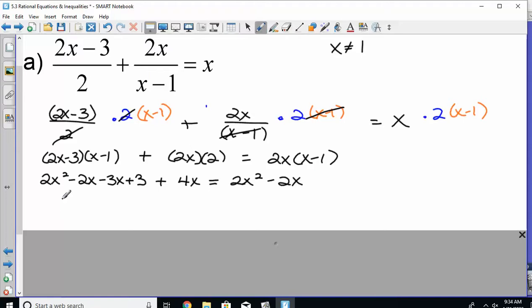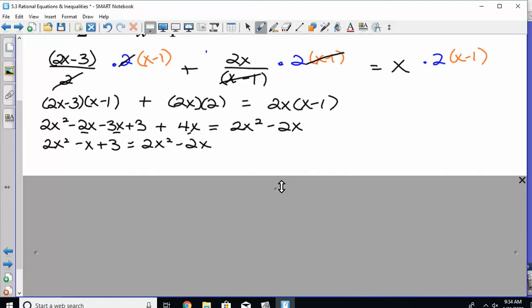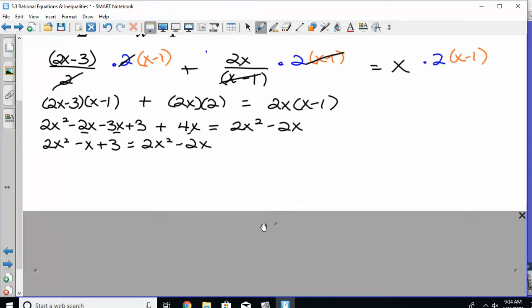Combine like terms. So over here I just have my 2x squared, negative 2x, negative 3x, and positive 4. That gives me negative 1x plus 3 equals 2x squared minus 2x. What happens if I subtract my 2x squared over? They cancel. So then I could just add over my x, divide by negative 1, and I get x equals negative 3.